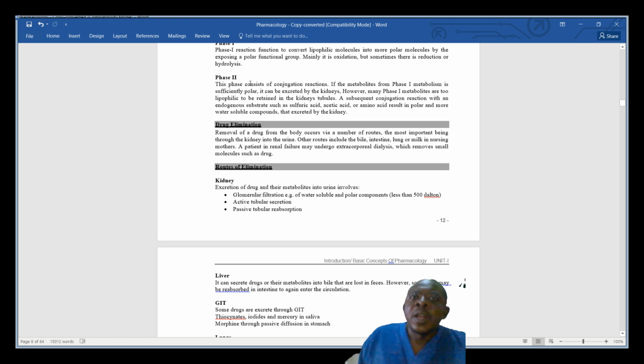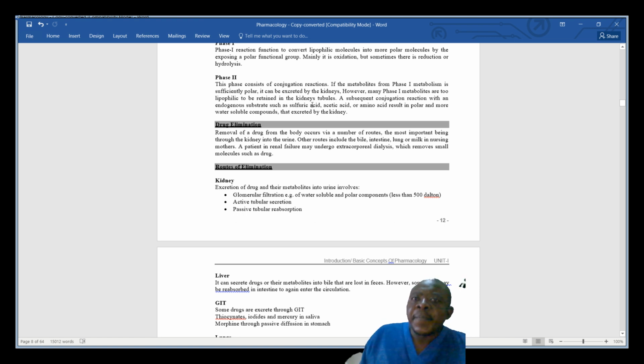In phase 1, there is the process of oxidation, reduction, or hydrolysis. This is happening to lipophilic molecules so that a polar functional group becomes exposed, so that it can easily be removed by the kidney. In phase 2, this involves conjugation as a reaction. If the metabolite from phase 1 is sufficiently polar, it can be excreted by the kidney.